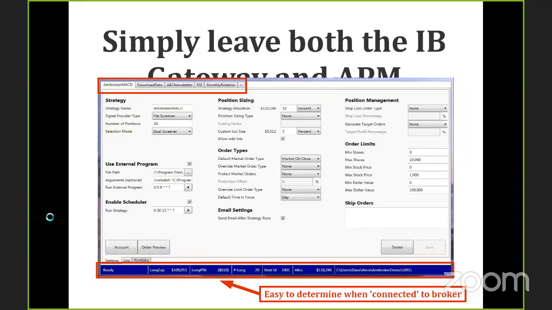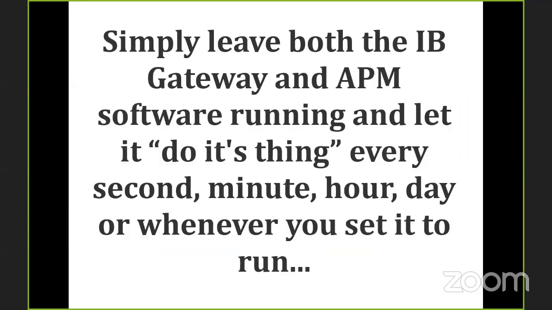So just quickly moving on here. What you do is you simply leave both the IB Gateway and the Alera Portfolio Manager software running, and you let it do its thing, whether that's every second, every minute, every hour, day, or whenever you set it to run. For example, if you're running a day trading strategy, you could set Alera to check for signals every second, and it'll just hyper check for signals, and it'll process when it receives those signals. In my case, I run an end of day swing trading system, so I let it run at 3 or 3:30, and I let it try and bid on opportunities that are out there. So it's really up to you.